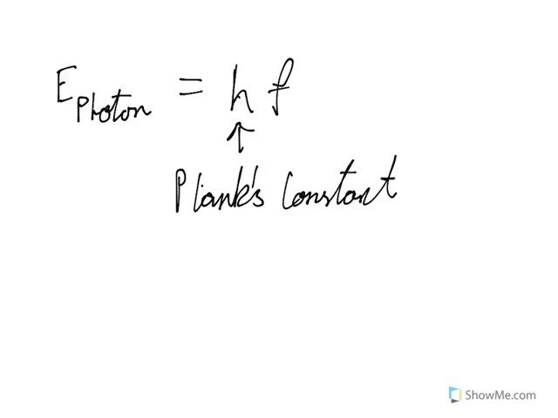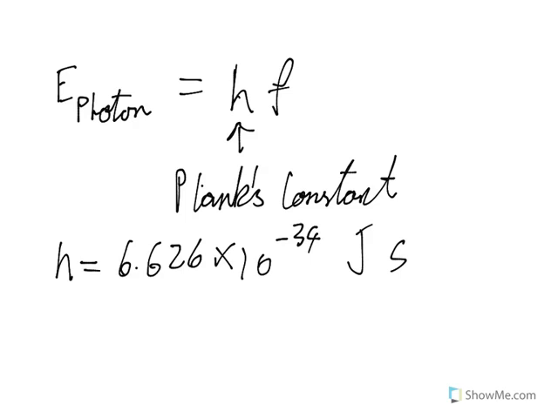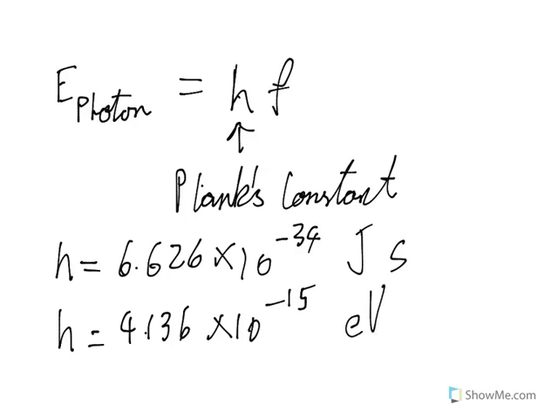There are two values of Planck's constant depending on whether we're working in joules for the energy or in electron volts. The joule one is 6.626 by 10 to the minus 34, and that's joule seconds. If we're working in electron volts, it's 4.136 by 10 to the minus 15 electron volt seconds. Depending on what you're working in, you choose the appropriate one.